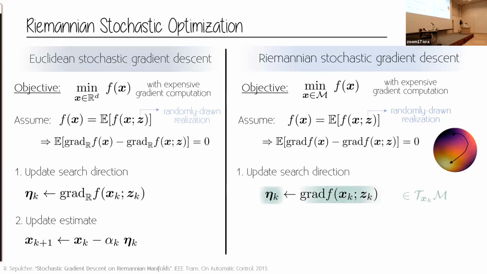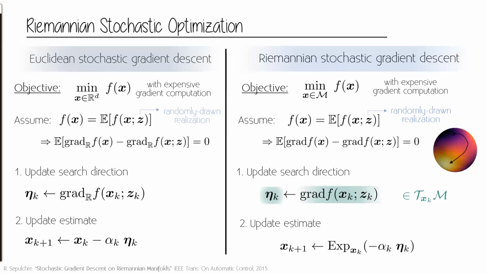So again, we update the search direction. In this case, we have the Riemannian gradient of the function on the batch of data that we are choosing. It still belongs to the tangent space, and then we update the estimate via the exponential map.